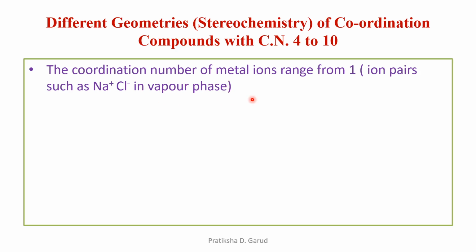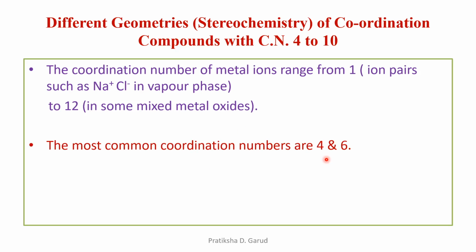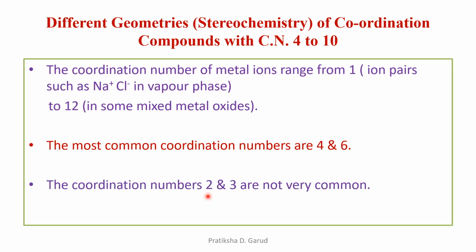Coordination number means how many ligands are attached to or surrounding the central metal atom or ion. So the coordination number ranges from 1 to 12, and the coordination number 12 occurs in some mixed metal oxides, right? Now out of these, the most common coordination numbers are 4 and 6, whereas the coordination numbers 2 and 3 are not very common. So let's study each coordination number one by one.